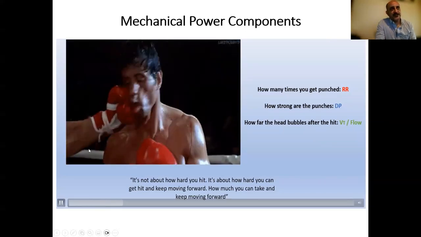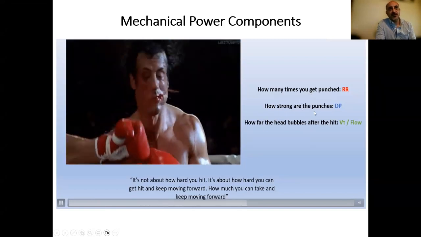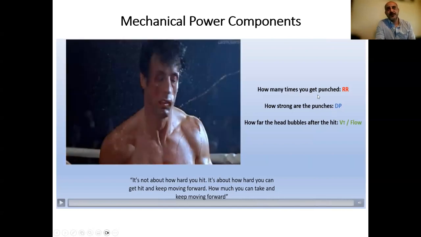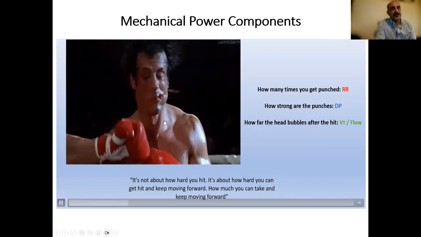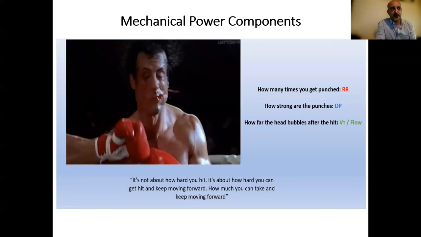So he's being hit, that's the pressure. How many times, how strong are the punches? That's the driving pressure. How many times you get punched per minute? That's the respiratory rate. And sometimes we don't think about it much, how very important the respiratory rate is, and how far his head bobbles every time he gets hit. That symbolizes the tidal volume and the flow.